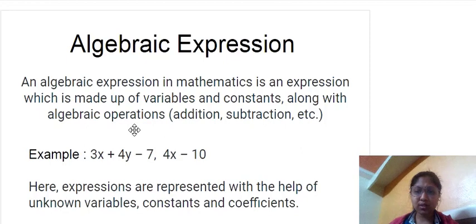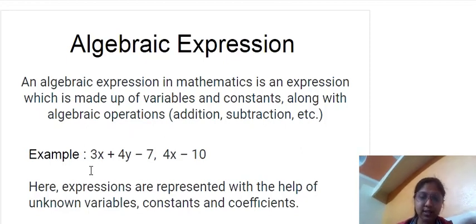In mathematical words, it is basically an expression which consists of variables and constants along with algebraic operations of addition and subtraction. Okay, now let us see the example. Here we have 3x plus 4y minus 7. As you can see, here x and y are the variables and 3 and 4 are the coefficients associated with the variables x and y, and 7 is the constant term.